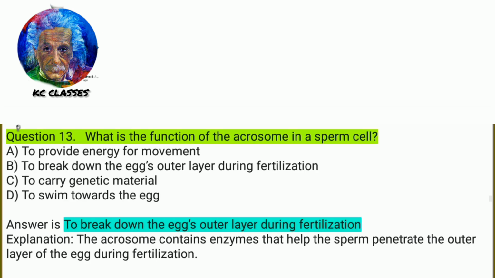Question 13. What is the function of the acrosome in a sperm cell? A. To provide energy for movement. B. To break down the egg's outer layer during fertilization. C. To carry genetic material. D. To swim towards the egg. Answer is to break down the egg's outer layer during fertilization. Explanation: the acrosome contains enzymes that help the sperm penetrate the outer layer of the egg during fertilization.